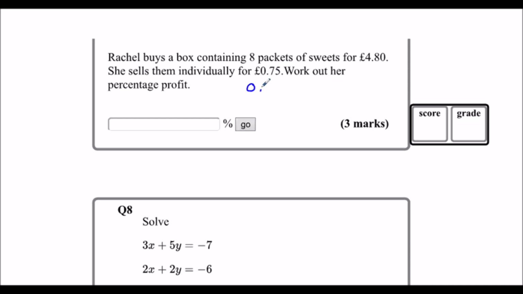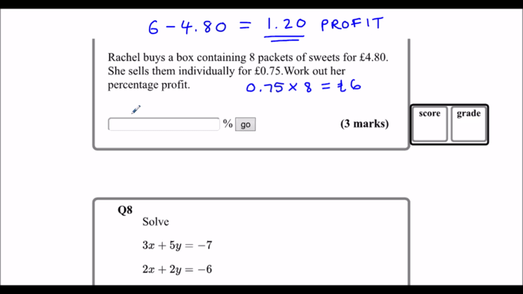So 75p times 8. 75p times 2 is £1.50. So double that for times 4, which is £3. And double that again for times 8 is £6. So she is going to bring in £6. 8 lots of 75p is £6. So how much profit has she made? £6 take away £4.80. That's £1.20 profit.